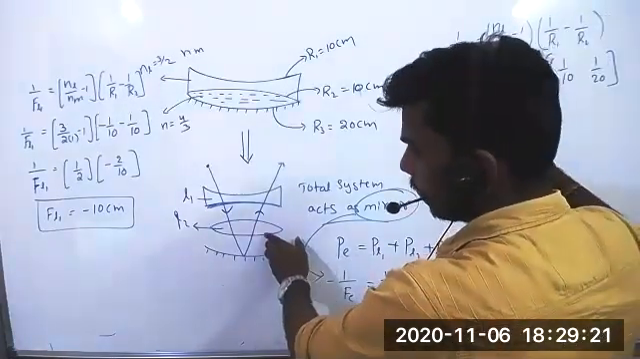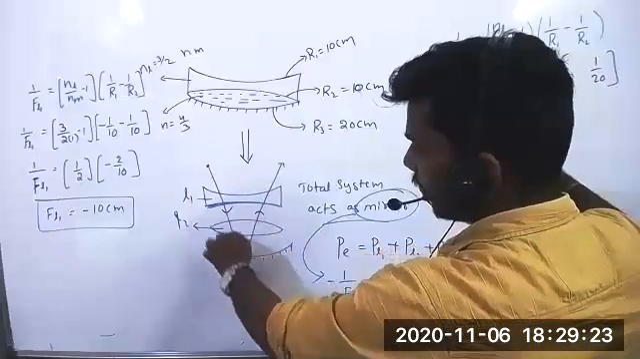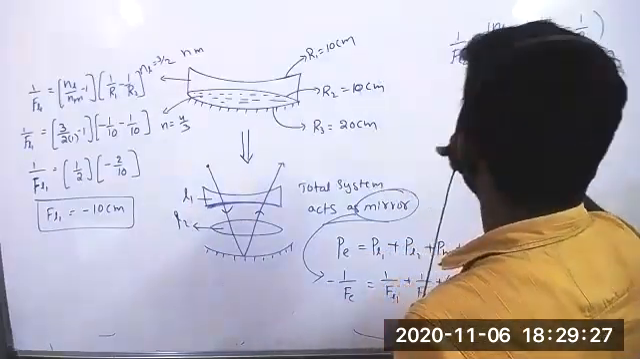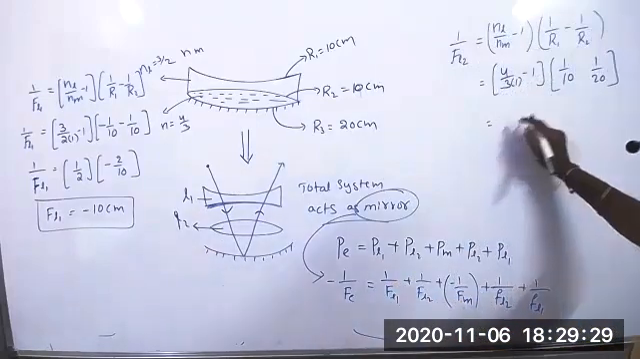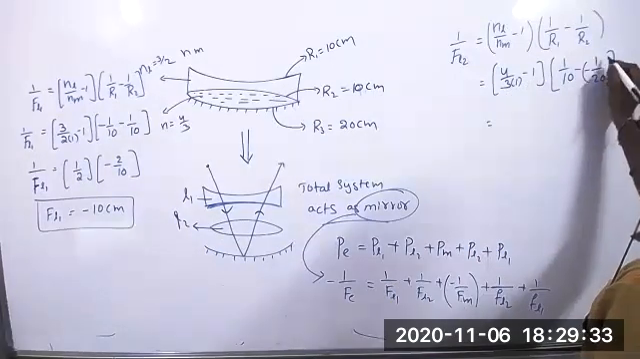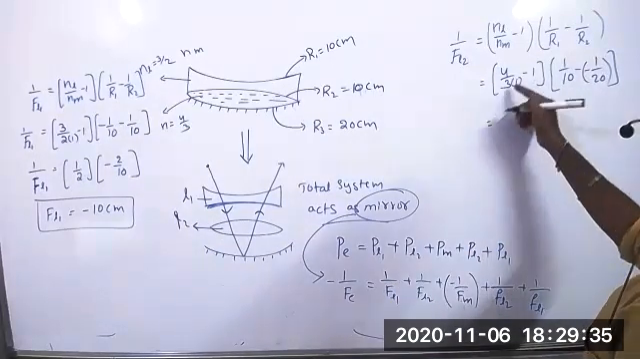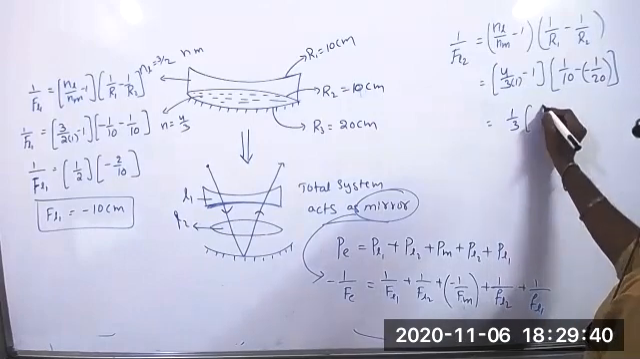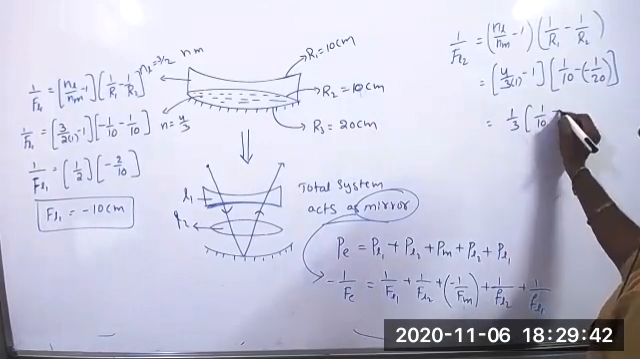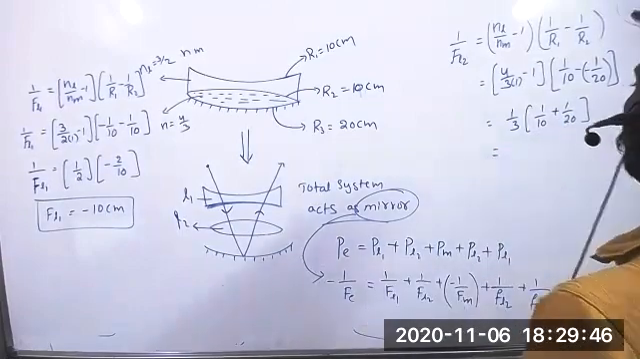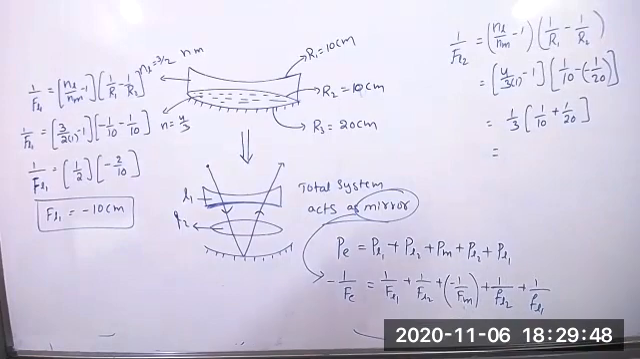Even for this, light is coming in this direction. So we are going in this direction. Minus of minus 20. So 4 into 3, so 1 by 3. 1 by 10 plus 1 by 20. How much is this? LCM is 20.